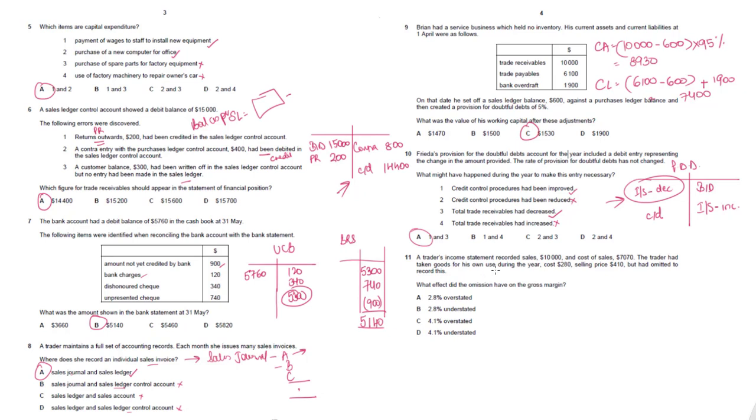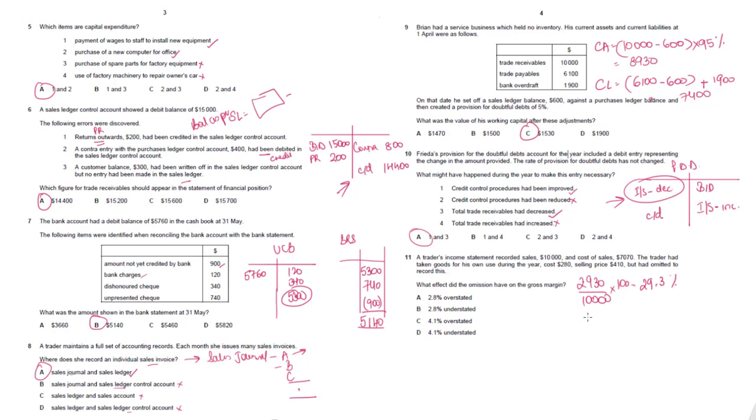Question number 11. A trader's income statement recorded sales of 10,000 and cost of sales of 7,070. The trader had taken goods for his own use during the year, cost 280 and selling price 410, but had omitted to record this. What effect does this omission have on the gross margin? Let's calculate the gross margin first before adjusting this stock drawings. The gross margin formula is gross profit upon sales into 100. So 10,000 minus 7,070, 2,930, divided by 10,000 into 100, 29.3%.